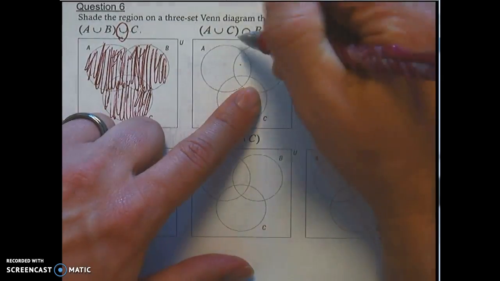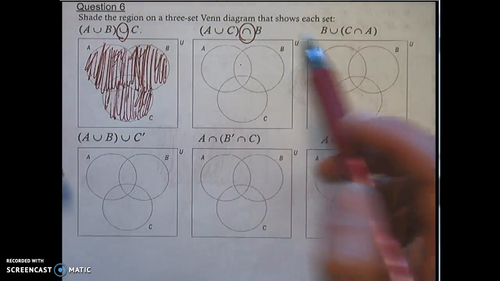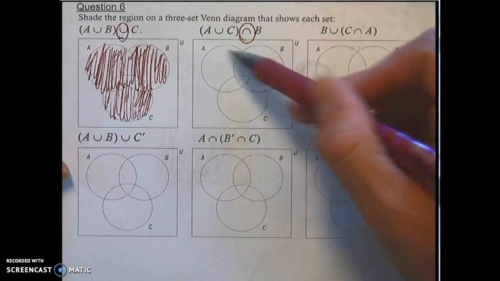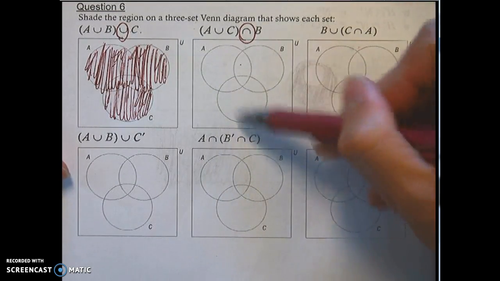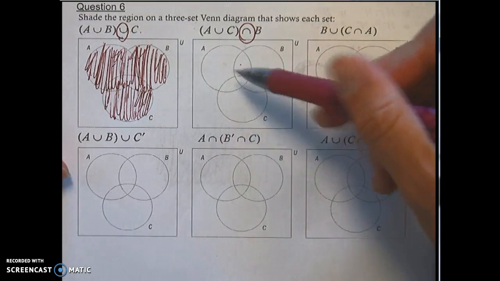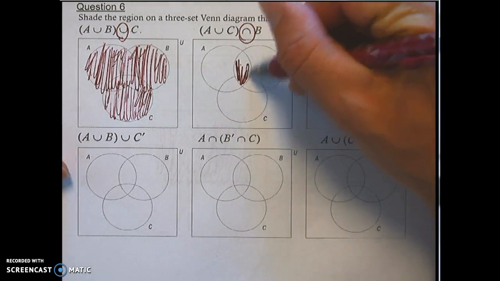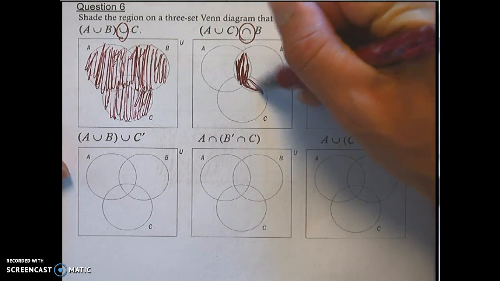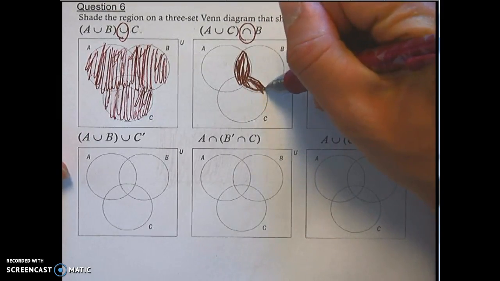What about this one? This is an intersect problem. So I'm going to imagine myself shading twice. A union C is all of the A circle, all of the C circle, and I'm going to ask myself, where does that intersect with circle B? Well, that's just this stuff right here. And I like to outline it so it's clear what I shaded.